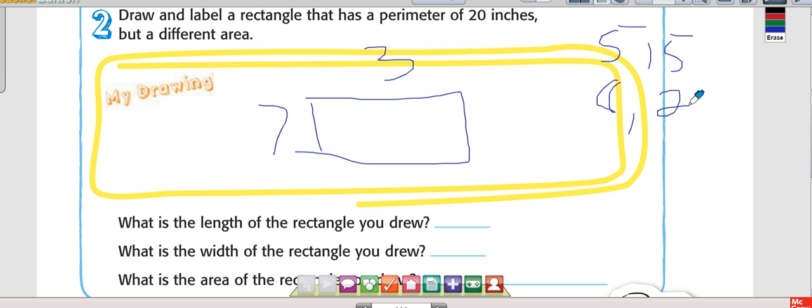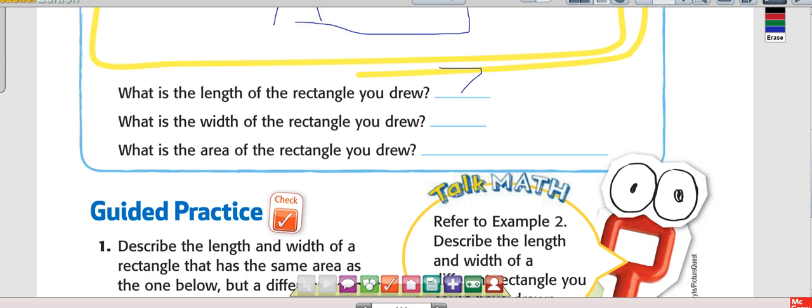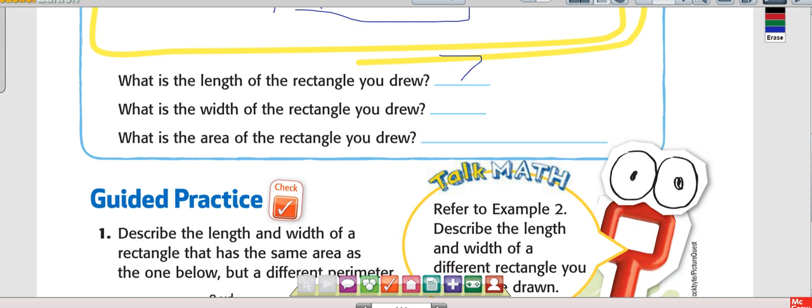So in this particular rectangle, the length of the rectangle that you drew. So what was the length of your rectangle? In this case, it was 7. The width of the rectangle that you drew, in this case, the one that I did was 3. And the area of the rectangle that you drew, obviously area is what again? Length times width, right? So then we just multiply the two numbers. In this case, it would be 21.